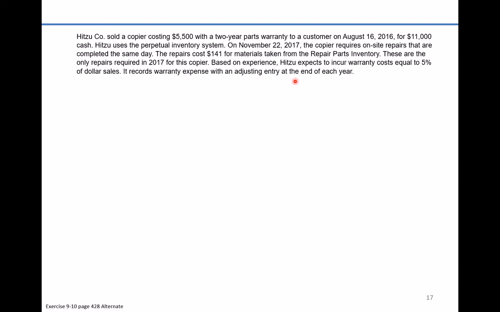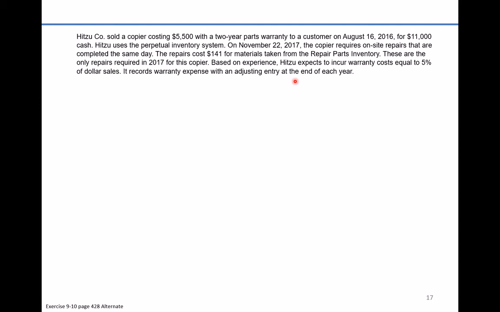But they recognize the sale in one period. That expense for that warranty, the expense for the parts they have to replace under the warranty, will be in future periods. There's a violation of a key accounting principle that the company can't realize revenue in one period, but expenses tied to the same revenue transaction in a future period. That violates the matching principle.